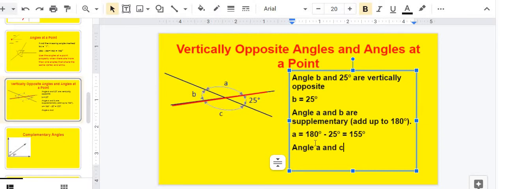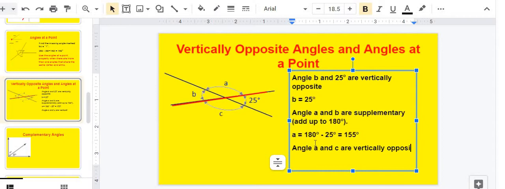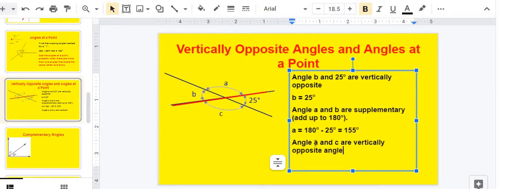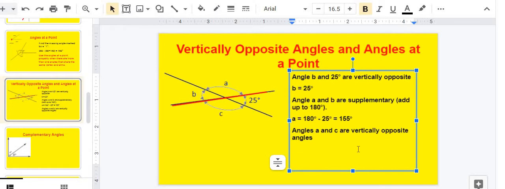Okay, so angle A and C are vertically opposite as well. And as we said before, you can look for the shape of an X to tell you whether or not two angles are vertically opposite. Angles A and C are vertically opposite angles, so angle C is equal to the same measurement, which is 155 degrees.